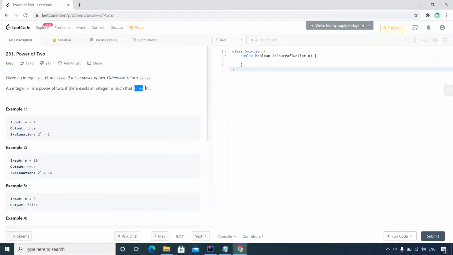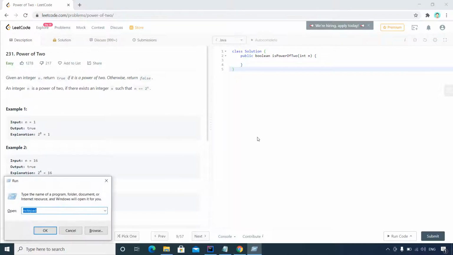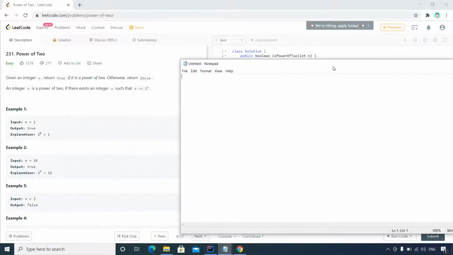So here is written the formula: n is equal to 2 to the power of x. Let's try to solve it. So for example, 1 is 2 to the power of 0, 2 is 2 to the power of 1, 4 is 2 to the power of 2, and so on.